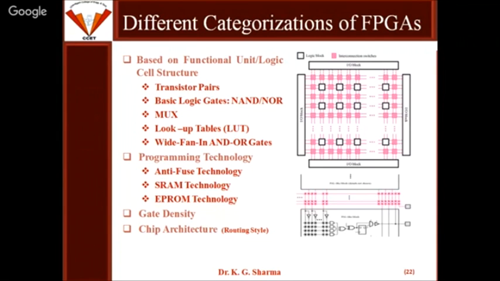Based on functional unit logic cell structure, we can have different categorizations like transistor pairs, basic logic gates, NAND, NOR, or based on multiplexers, or lookup tables, wide fan-in AND and OR gates, fan-in, fan-out. If it is based on programming technology, then it will be anti-fuse technology, SRAM technology, and EEPROM technology. Gate density means what type of gate array we are having. According to that, we can categorize FPGAs. One by one, we are going to talk about the different programming technologies.